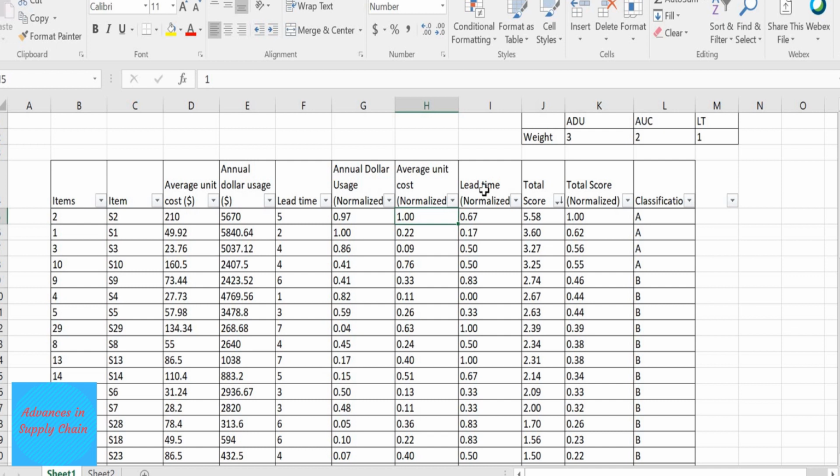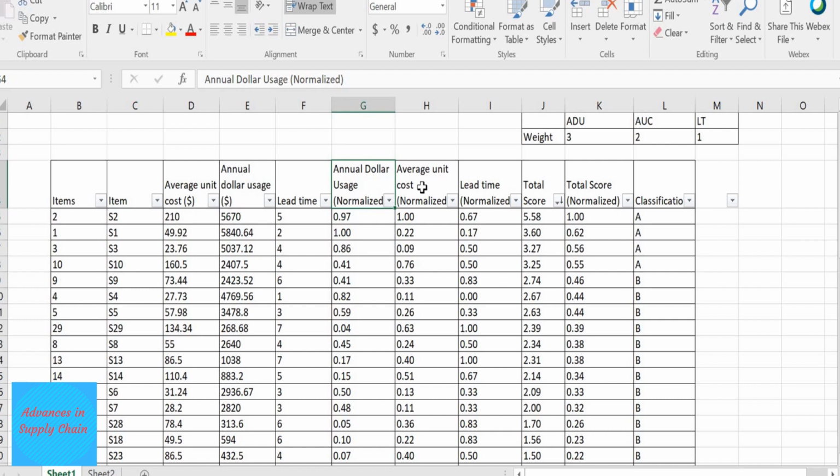So if lead time goes up or down for any given item, it would impact the classification for that item as well. But in the single criteria, since you are just using one criteria, you cannot control your inventory levels if the values on other criteria change. In other words, your inventory levels would not get optimized against other variables in the system.